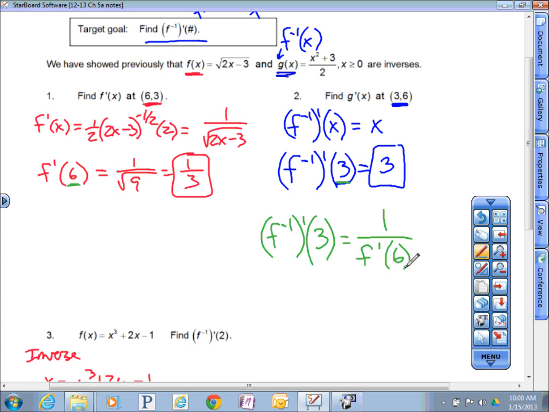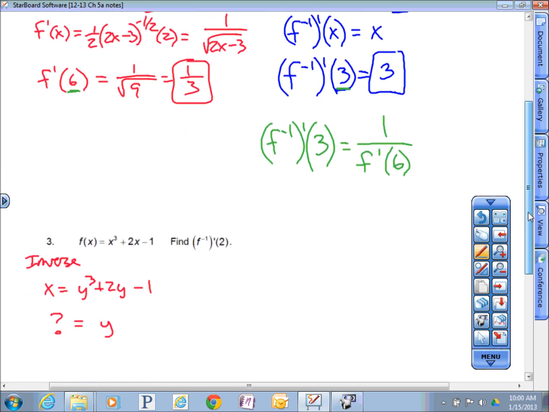Now, how does that help us? Well, this problem down here is the one that we wanted to start to do in the first place. And we had this issue with number 3 where we couldn't find its inverse. So what we're going to do is take advantage of this green relationship in order to solve a problem like number 3. We're supposed to find f inverse prime of 2.